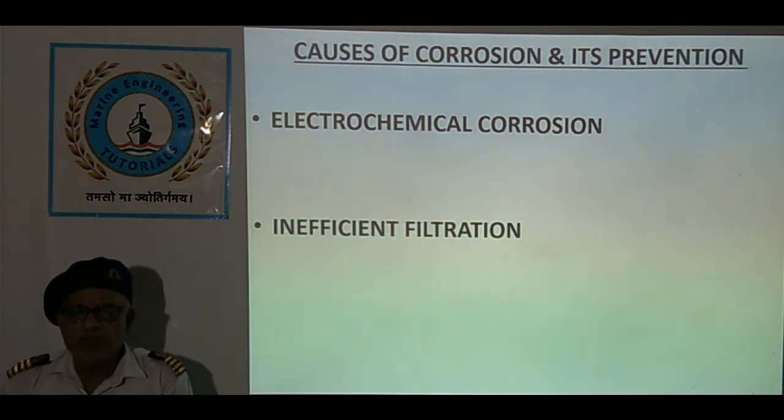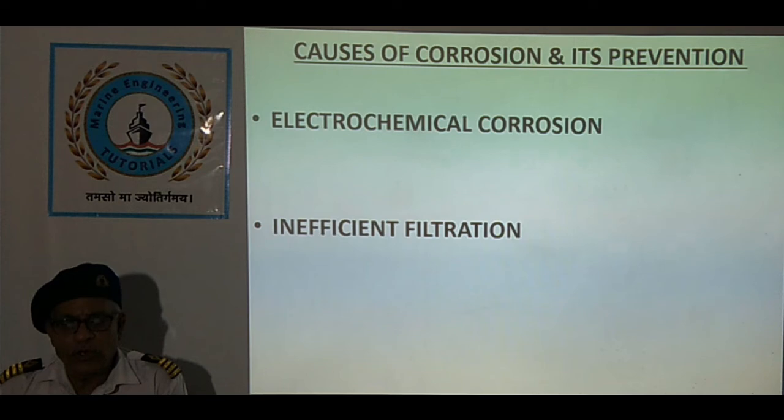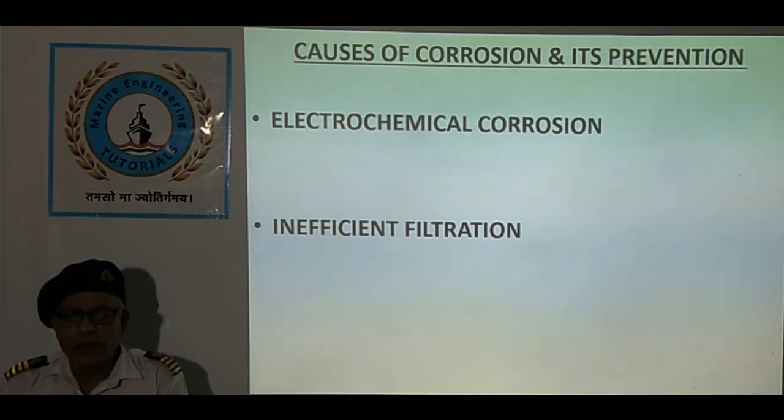Second is inefficient filtration. Over lubrication of reciprocating steam machinery and inefficient filtering of feed water may contaminate the boiler water. Animal and vegetable oils decompose into fatty acids causing corrosion. To prevent corrosion, pure mineral oil is used. There are very few machinery where lubrication is required.